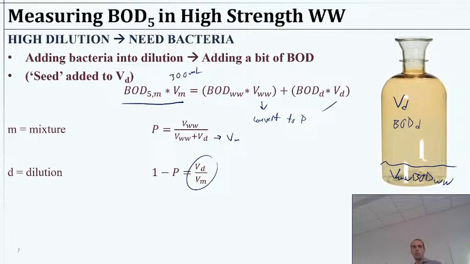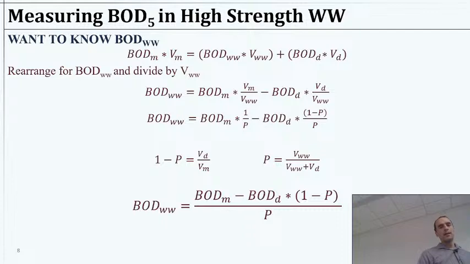Okay, so with this generic mass balance, what we want to do is find the BOD of the wastewater. So we'll rearrange this equation and convert the volume of the wastewater and the volume of the dilution water into the P factor, so that we can get an equation. We start with this mass balance and solve for BOD wastewater. When we do that, we will get a form that looks like this.